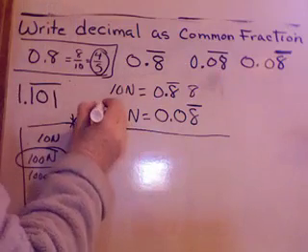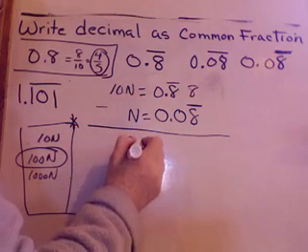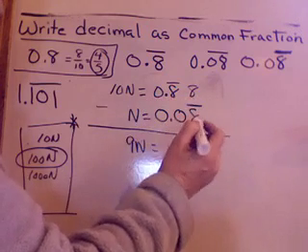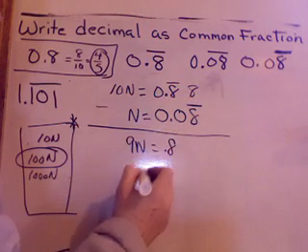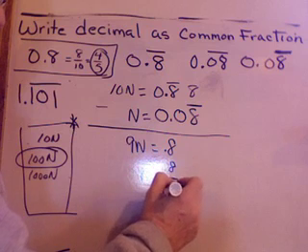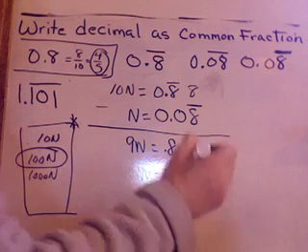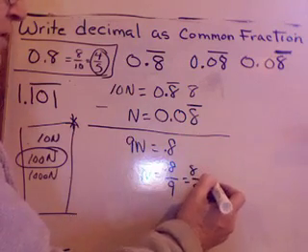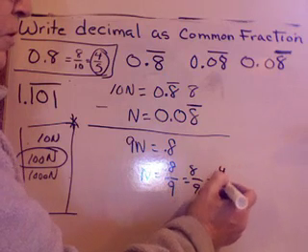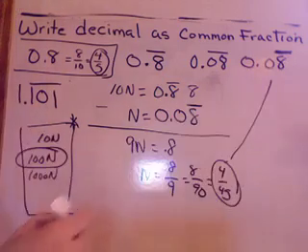Okay, let's do the subtraction. 10n, take away 1n, 9n. 0.88, take away 0.08, 0.8. Divide by 9, n equals 0.8 over 9, which equals 8 over 90. And then I can reduce that, and what do I get? 4 over 45. So that's the answer for that one.